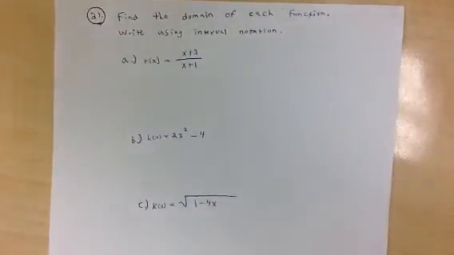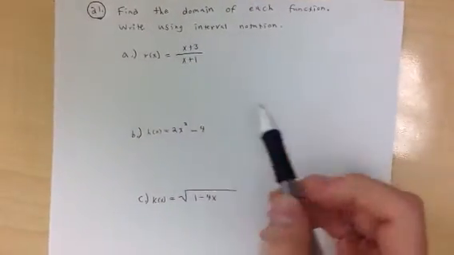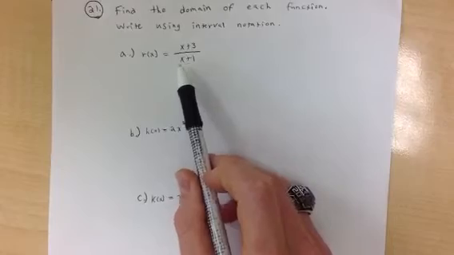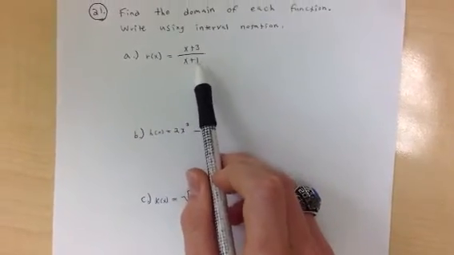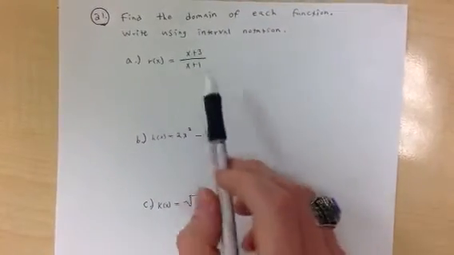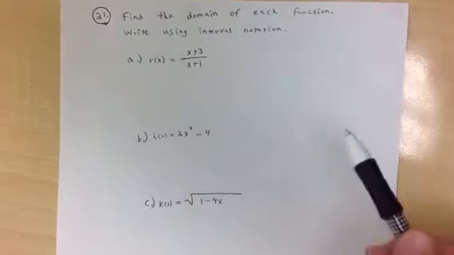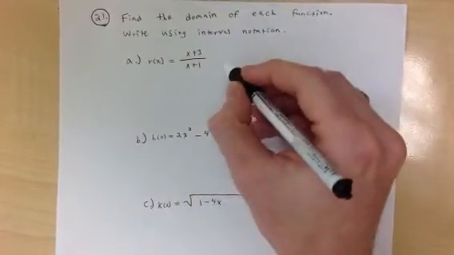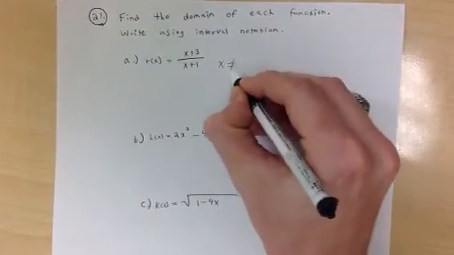So in the first one, you have a denominator of x plus 1, and you have to think of any number that plugged in for x would give you a negative number or a 0 in the denominator, because you cannot have 0 in the denominator. And the only number would be negative 1, so x cannot equal negative 1.